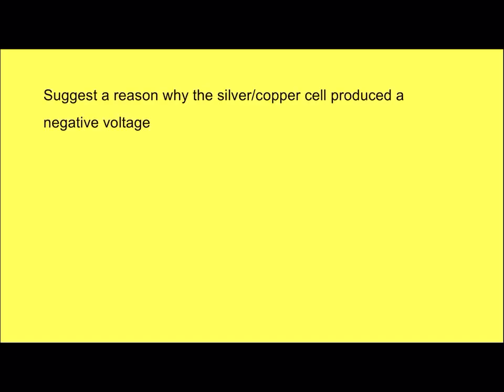Now, why do you think that the silver and copper cell produced a negative voltage? What could be an explanation? Hopefully you've realised that silver was the only one that had a negative voltage, because silver is less reactive than copper. Silver is less reactive than copper, or copper is more reactive than silver. That's why when we had the silver and copper in the cell, it produced a negative voltage.